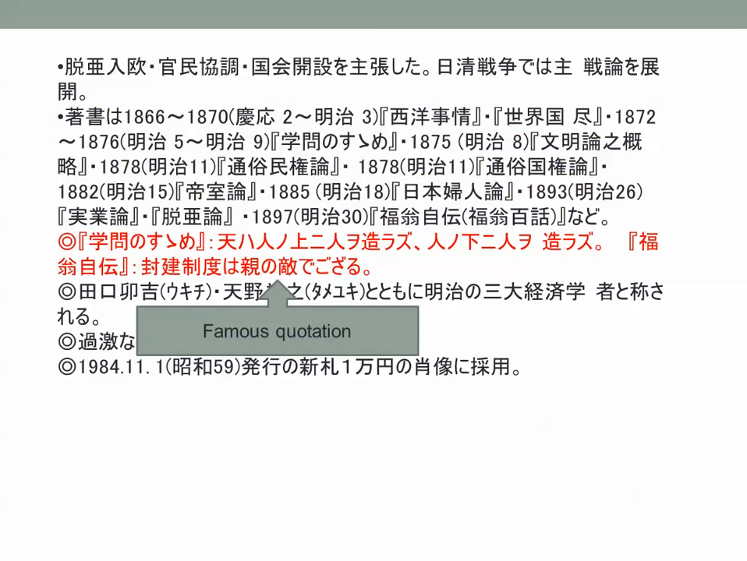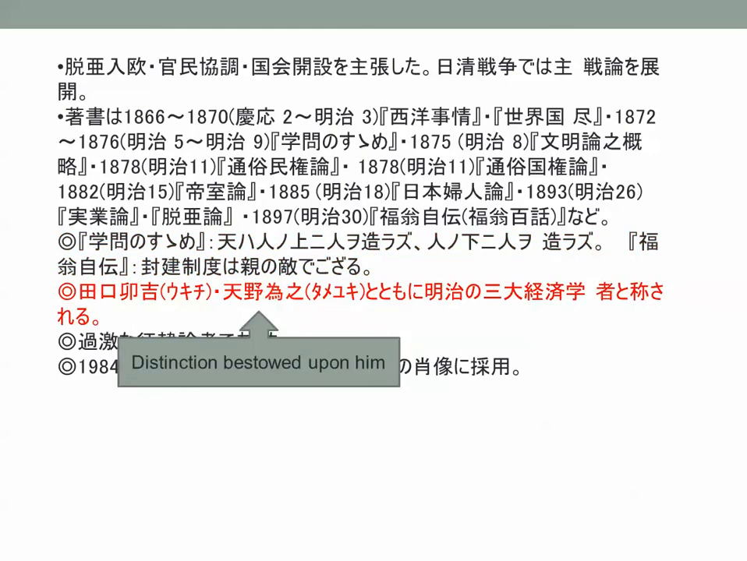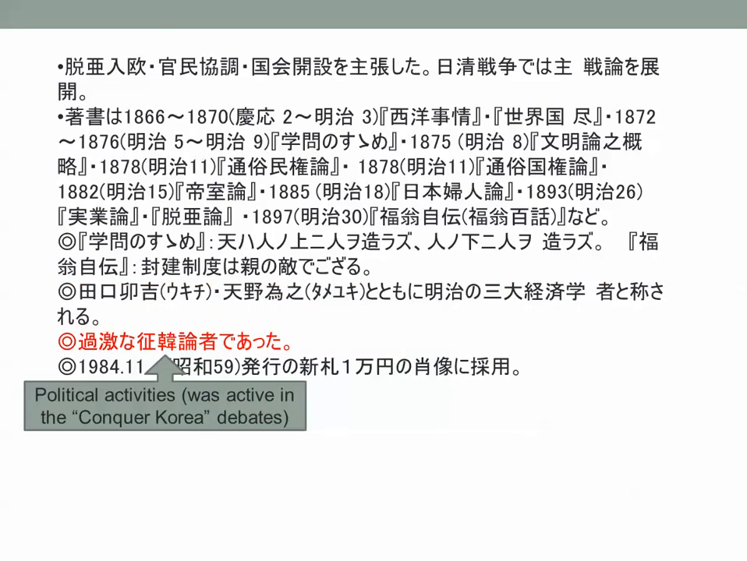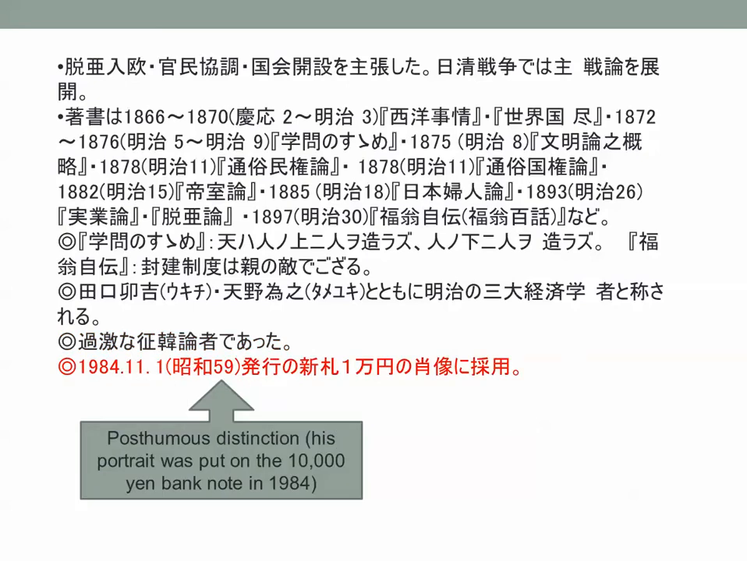And then we get a famous quotation from him about learning. Next, a distinction that was bestowed upon him as like an award, if somebody's received any sorts of awards. Political activities of his. He was active here, it tells us, in the Conquer Korea debates. And then a posthumous distinction. His portrait was put on the 10,000 yen banknote in 1984, and we saw that when we were looking at numbers in the last learning module. Okay, so that's what we should expect from a typical entry in a Jinmeiji ten.